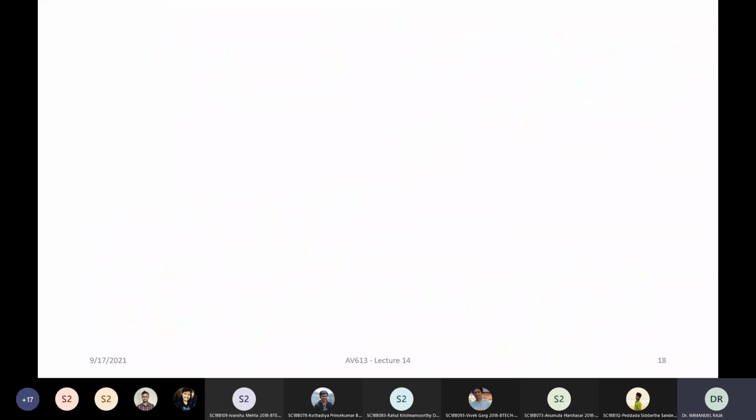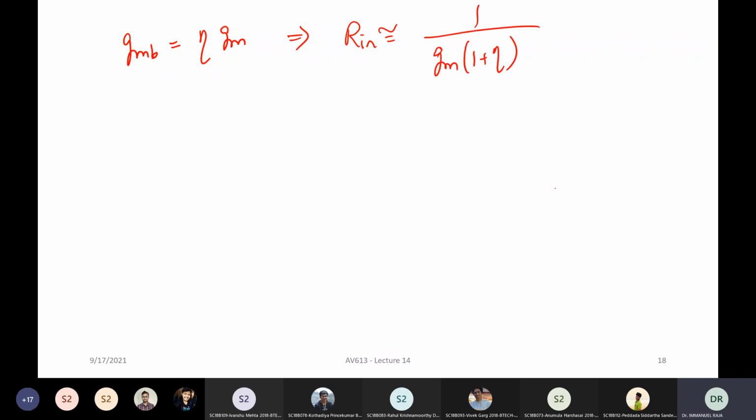And if you look at the other expression, we said gmb is some eta times gm. So which means that you can also say that your Rin is approximately 1 over gm into 1 plus this eta. So these are all different ways of expressing that. Now, how do you find out the gain?